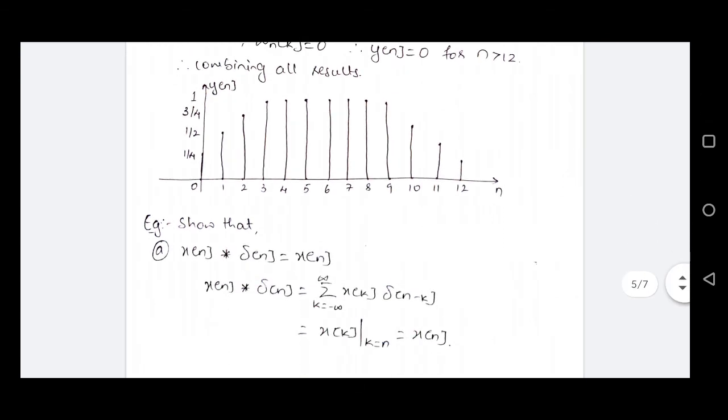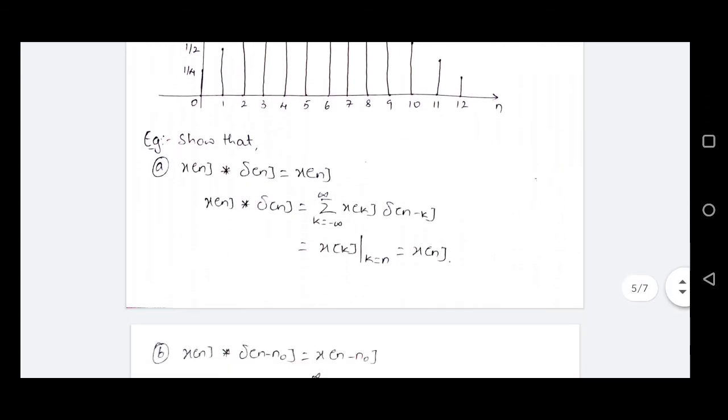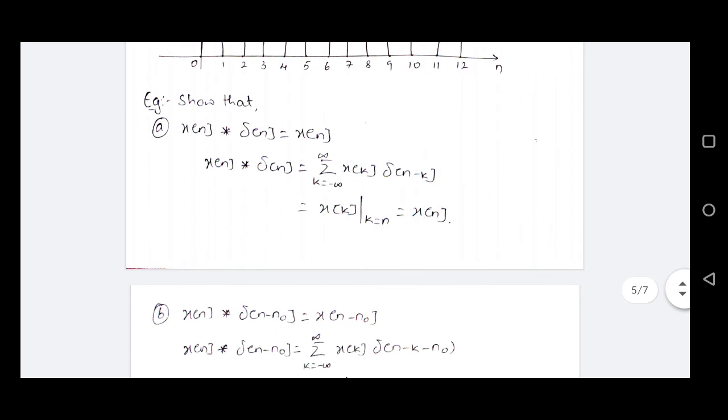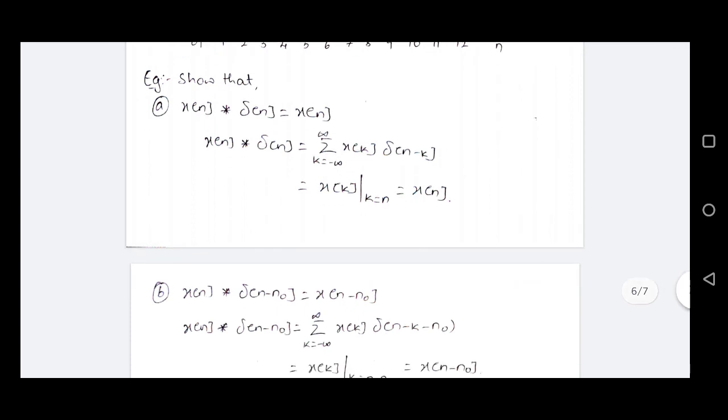Next, we'll prove some standard identities. The convolution between the input and the unit impulse function will be equal to the input sequence itself. This is the identity sequence. Unit impulse is the identity sequence for the input signal. We had studied this in the properties of convolution summation.